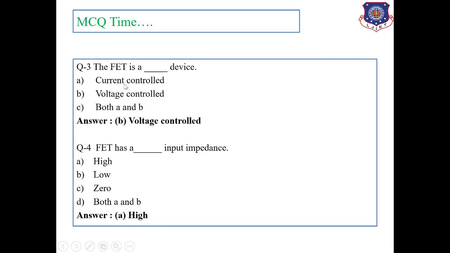Next question, the FET is a blank device, current controlled or voltage controlled? Obviously it is voltage controlled because BJT is current controlled. Next question, let's discuss. FET has a blank input impedance. High input impedance. That's why we have the good advantage of FET, that is high input impedance, so low noise.